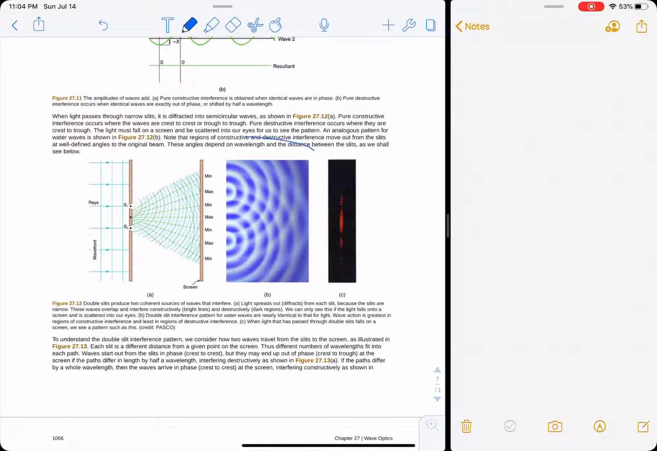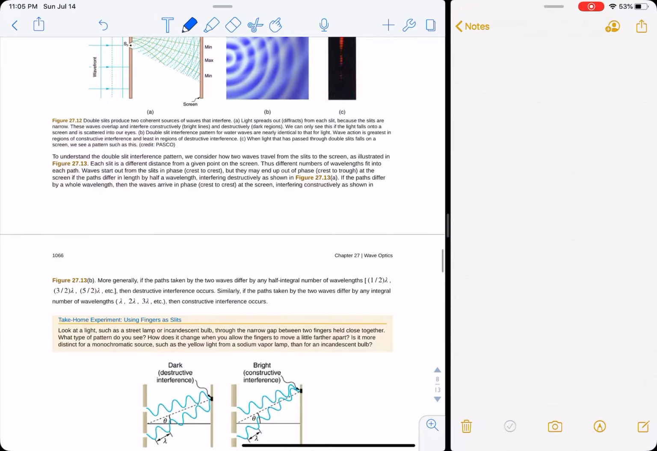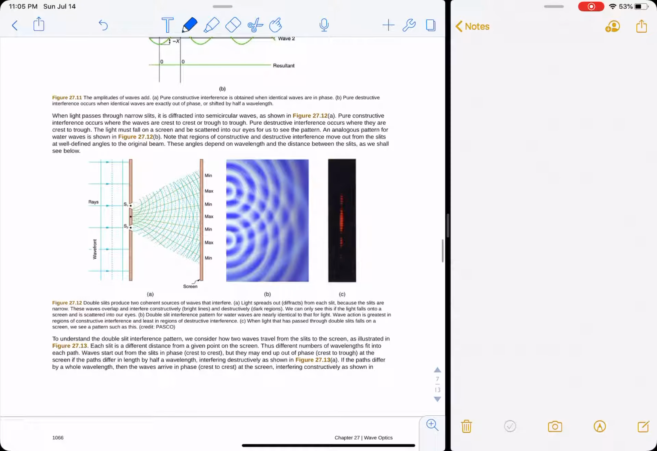So what is this a picture of? It's a wall with two little slits cut into it, rays of light shining on there, and the rays of light spread out and hit the screen, and where they hit you see a pattern like this. So what we're trying to do is explain this pattern. How do you explain that?